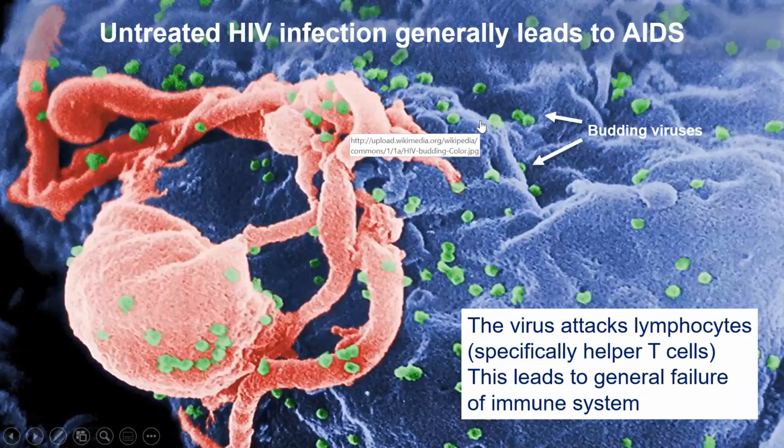So here's a picture of the HIV virus budding from an infected immune cell. And as mentioned, these immune cells, of course, are essential for a proper immune response. And so if you are killing cells involved in the immune response, then you're affecting your immune response. And this can lead to a general failure of the immune system, the adaptive immune system anyway.